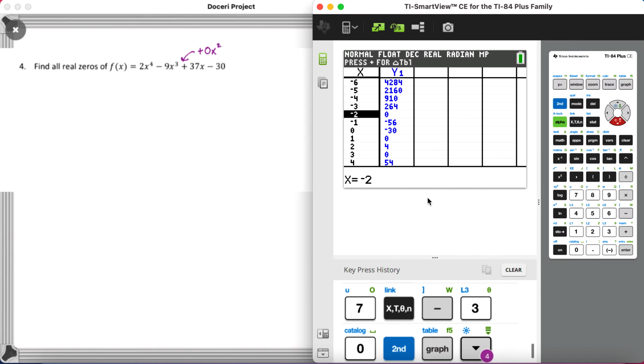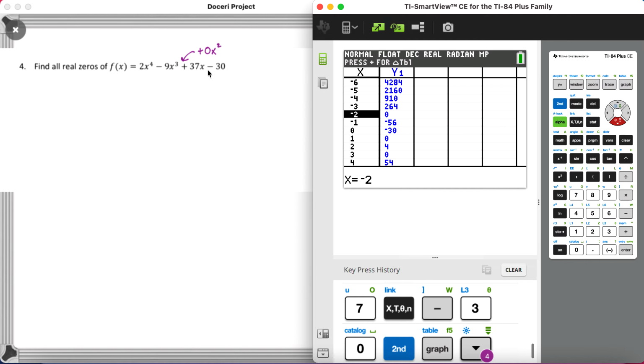Now, you'll notice one other thing that I've done, that I will go back over in a second. If you notice in this function, it has no impact on when you punch it in the calculator, graph, and pull the table. But when we do the division, there is no x squared. It is missing that 0x squared in the middle. You are going to need that placeholder once we get to the synthetic division piece. So make sure to notice that.